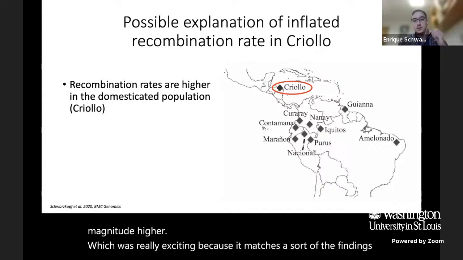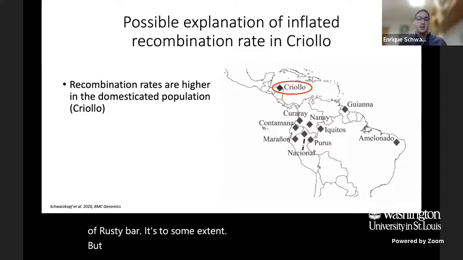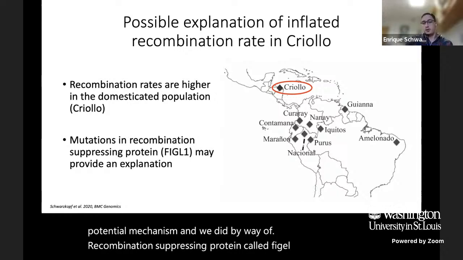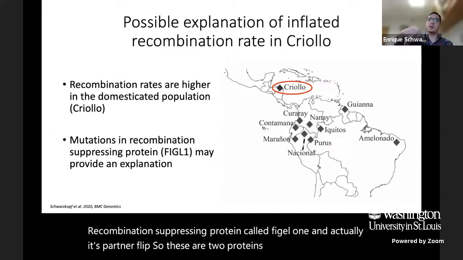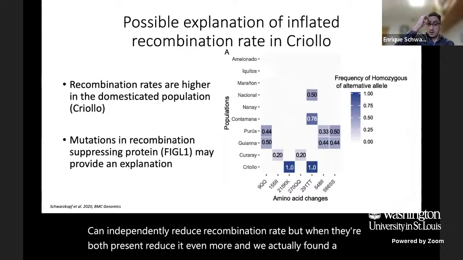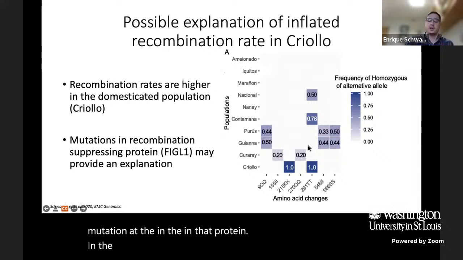But we wanted to dig a little bit deeper and try to understand a potential mechanism. And we did by way of a recombination-suppressing protein called FIGL1, and actually its partner FLIP. So these are two proteins that can independently reduce recombination rate, but when they're both present, reduce it even more. And we actually found a mutation in that protein in the cacao population, in the Criollo population, which is the domesticated cacao.